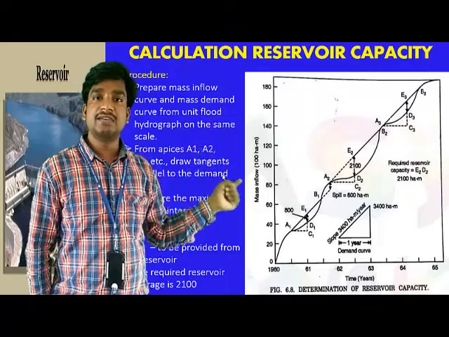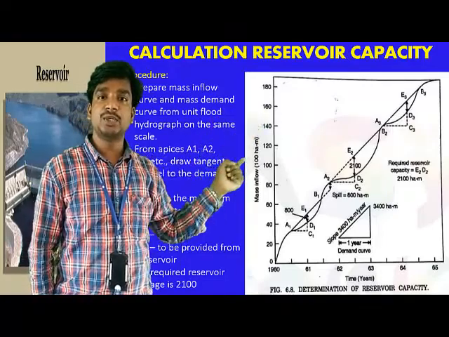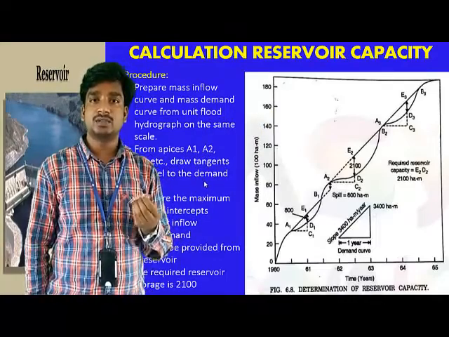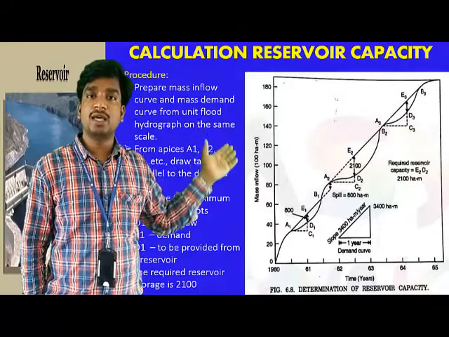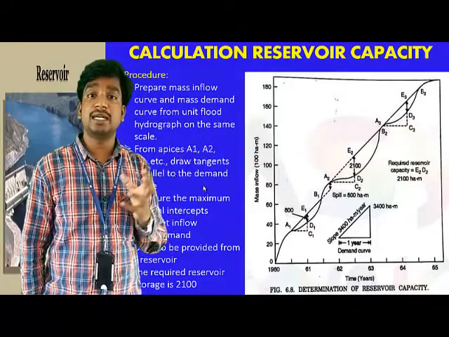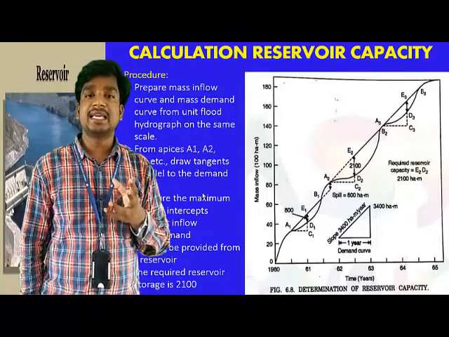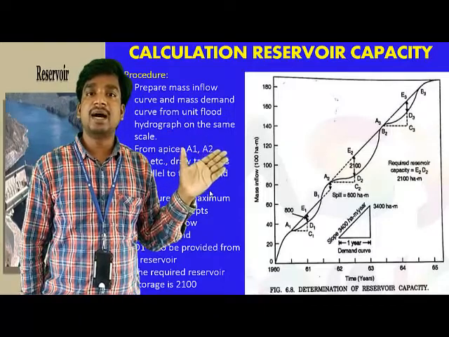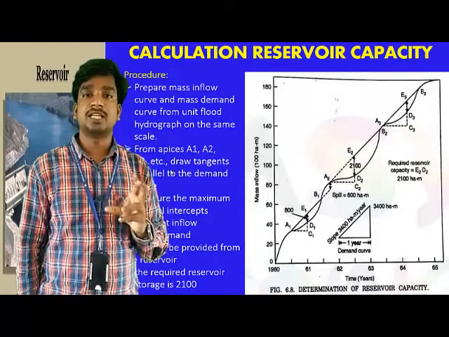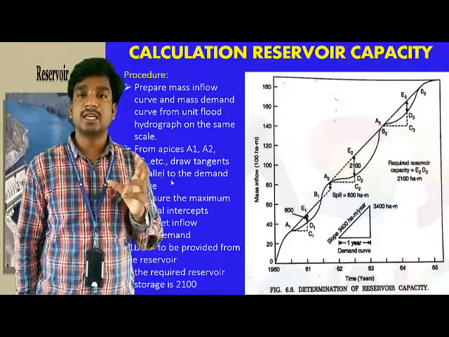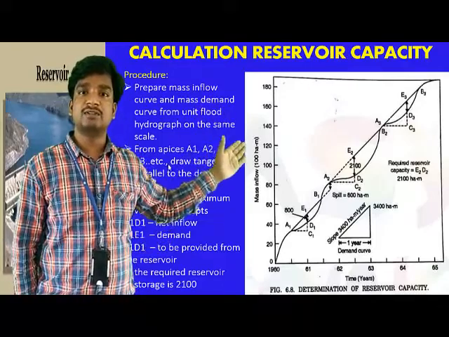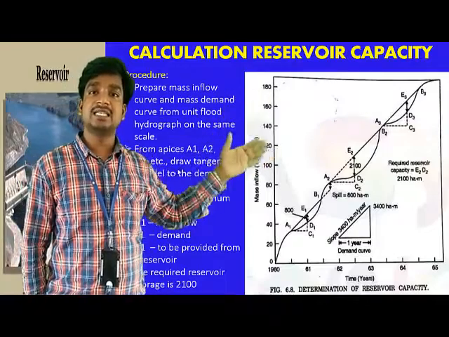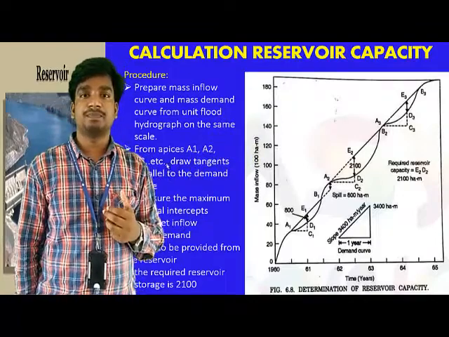As you can see, E1 C1 as well as E2 C2, E3 C3. So like this we have to draw the vertical intercepts. These vertical intercepts give the indication that E1 C1 is the demand for that particular year, for that specified interval of time. Similarly, E1 C1 is the demand for one period, E2 C2 is the demand for the next interval of time, and E3 C3 is the demand for another period of time.